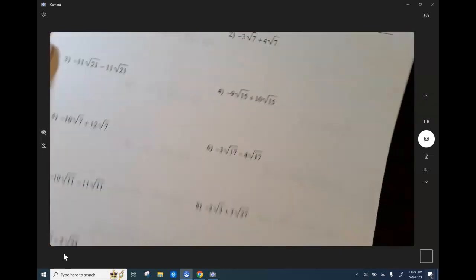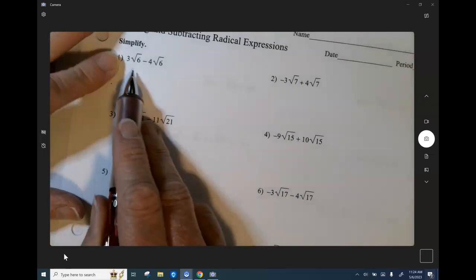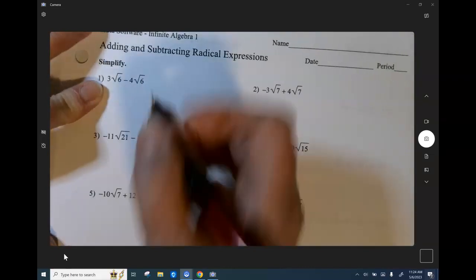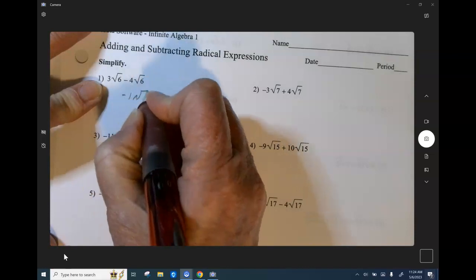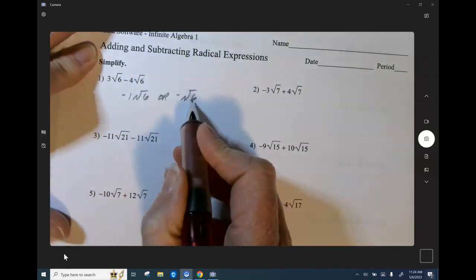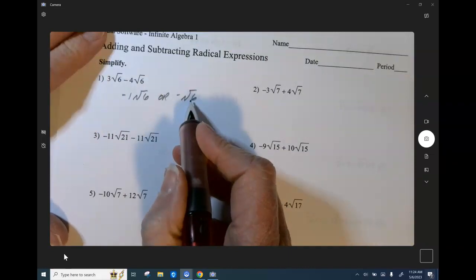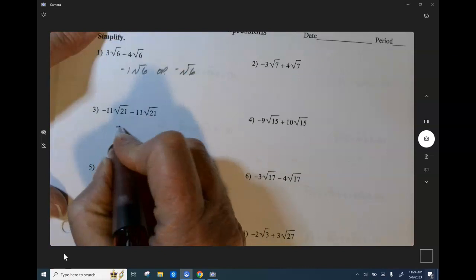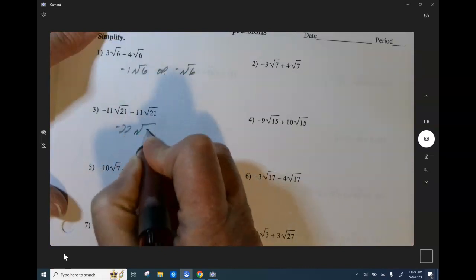Okay, so here we go. Let's just try some. Which side do you want, left or right? Doesn't really make too much of a difference. Let's do left. Okay, so we're going to go left side. So 3 square root 6 minus 4 square root 6. Yep, that's going to be negative 1 square root 6, or just negative square root 6. Now 6, does it have any perfect squares in it? Nope. Okay, you get the idea here. So we're going to subtract. We get negative 22 square root 21.